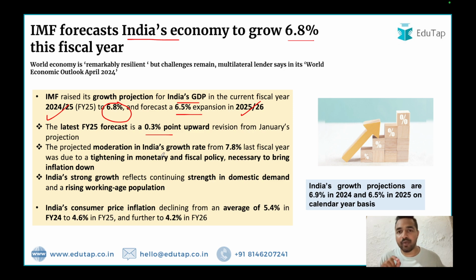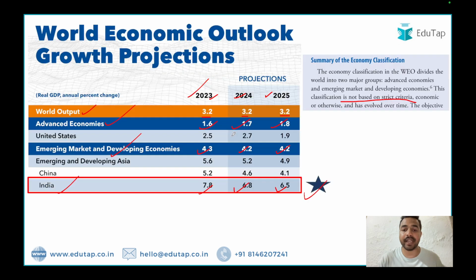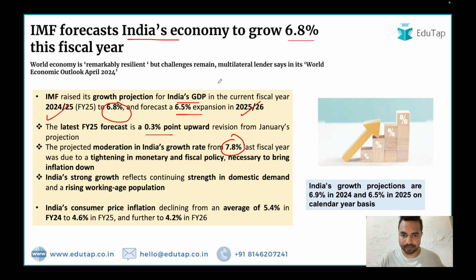So now a very important finding this particular report has given us, that is the moderation that we have seen. Earlier we told you that it will be 7.8% for fiscal year 24. See guys, here it is mentioned 2023, although it is basically fiscal year 24. For fiscal year 24, this is 7.8% and a moderation has been seen from 7.8% to 6.8%.